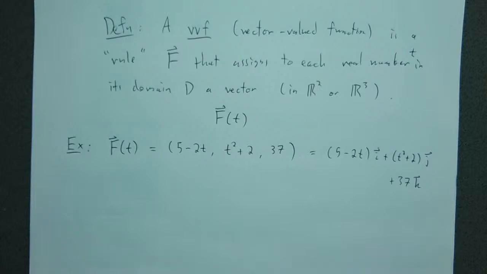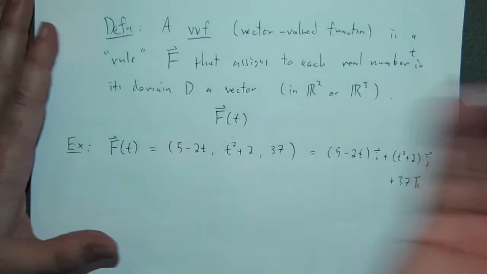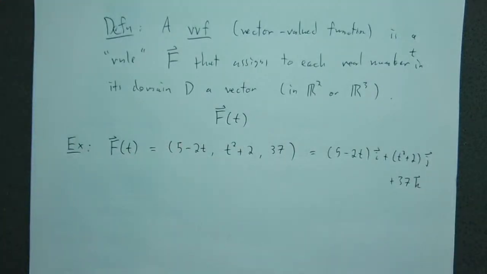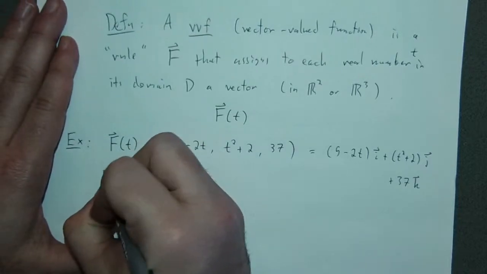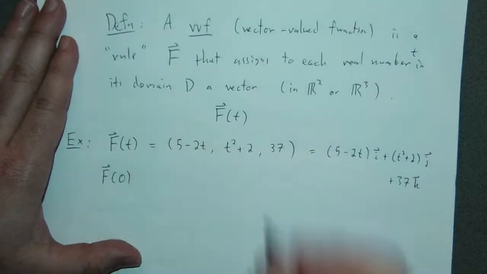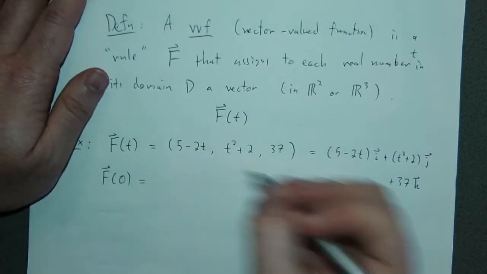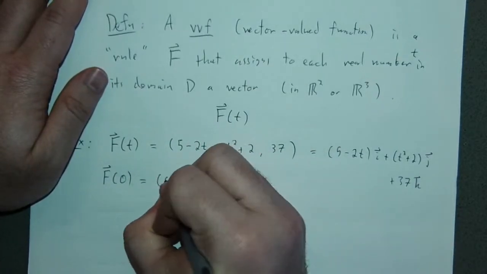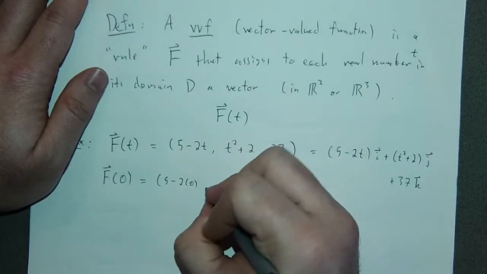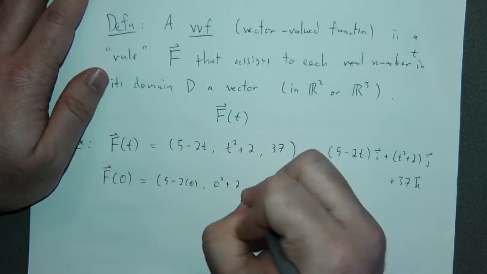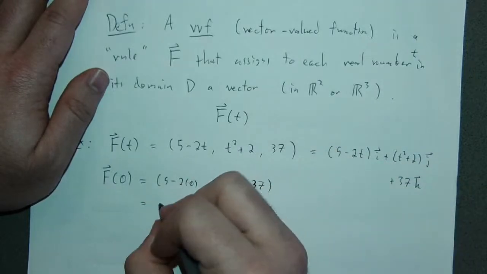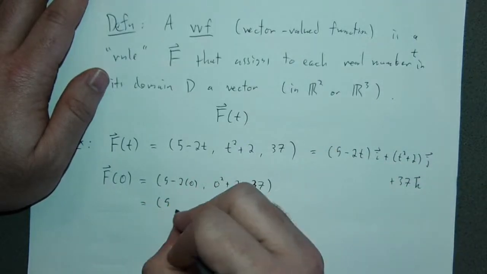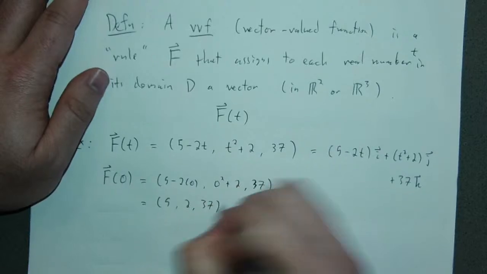Right? That's another way of writing it. Okay. And so what does this function do? What does it tell you? Well, I don't know, I'm just looking at it, right? It's just an algebraic rule for assigning real numbers vectors. So, for instance, to the real number 0, what vector gets assigned in space? Well, 5 minus 2 times 0, 0 squared plus 2, and 37. So this is the vector 5, 2, 37.